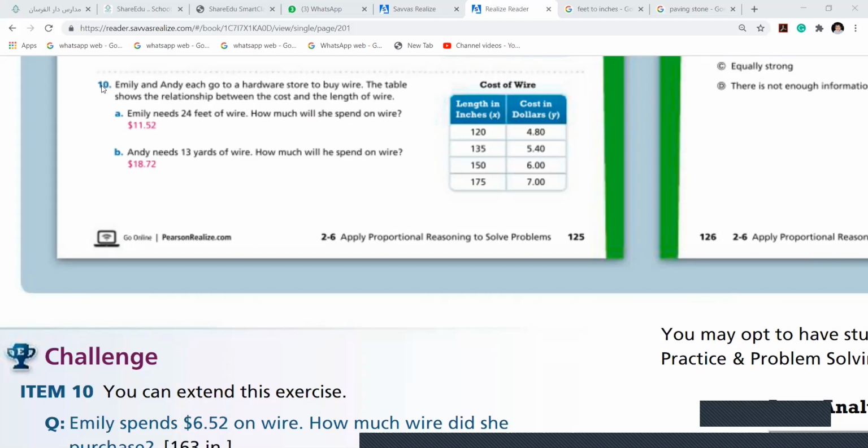Miral, can you read question number 10 for me? Emily and Andy each go to the hardware stores to buy wire. The table shows the relationship between the cost and the length of wire.